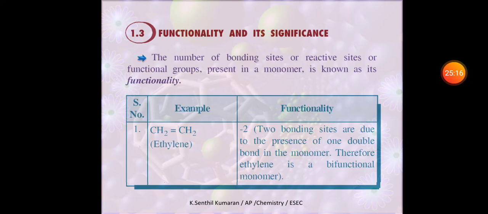2, because 2 carbon atoms contain one double bond. The double bond is common to 2 carbon atoms, so the reactive sites are 2, so the functionality is 2. The two bonding sites are due to the presence of one double bond in the monomer. Therefore, ethylene is a bifunctional monomer. Bi means two, functional means functionality. A monomer means the single unit present in the polymeric chain.